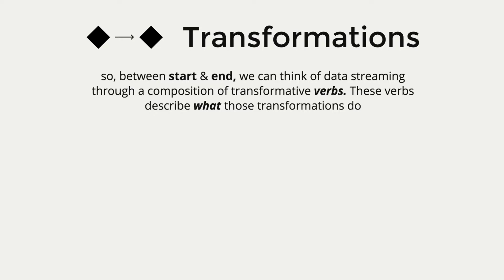So between start and end, we can think of data, event plus state, streaming through a composition of transformative verbs. These verbs describe what the transformations do, okay? So we have data, some event, it comes through, it's going to go through some stuff, it's going to have an end. But what is that?